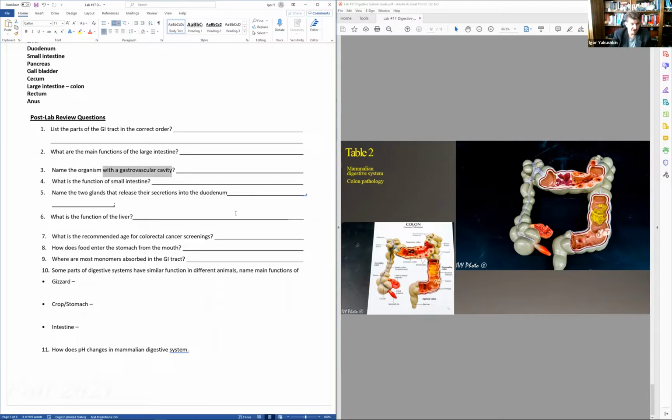How does pH change in the mammalian digestive system? Mouth is slightly basic pH. Stomach would be a highly acidic pH, and then intestines would be basic pH. So it goes basic, acidic, basic.